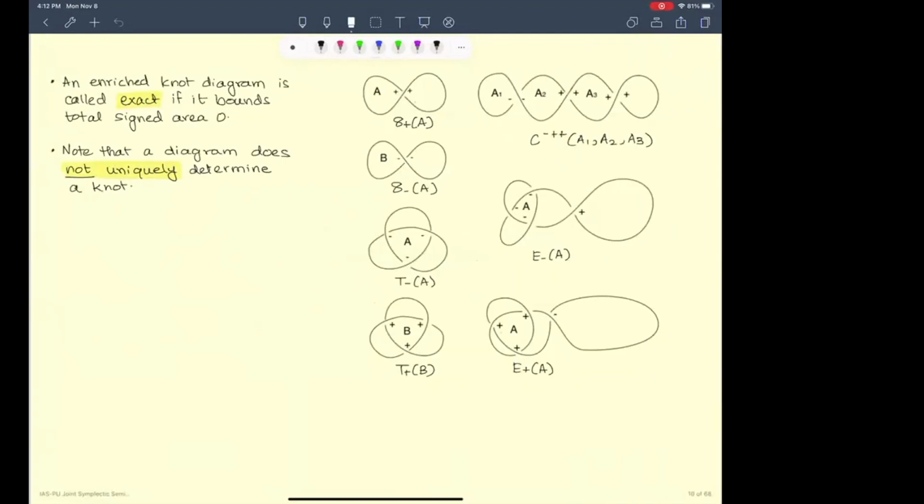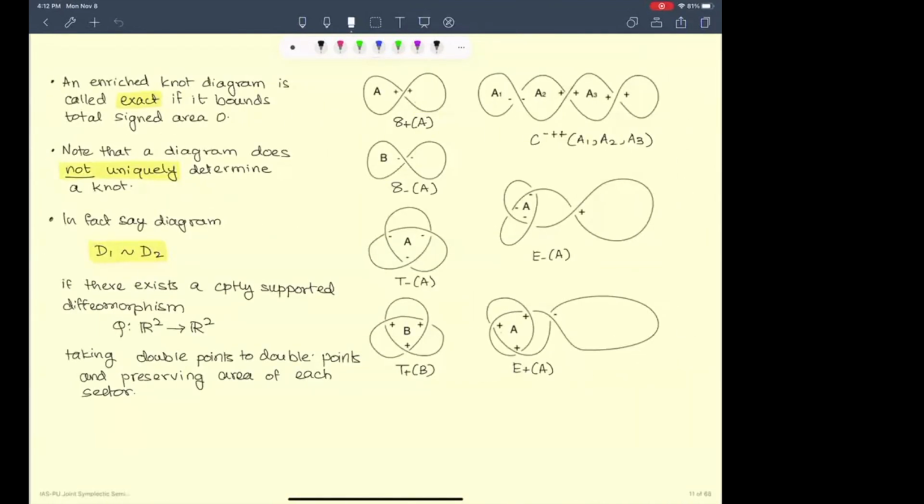A crucial point is that if you have a diagram, you don't get a unique knot. You have a projection of your knot, and I haven't specified any heights except the relative heights of the crossings, which could be huge or small. We don't know. So it's not a unique knot, but that's fine.